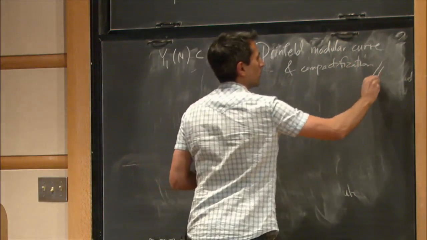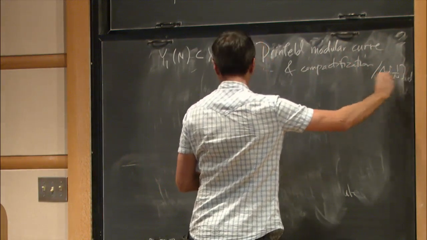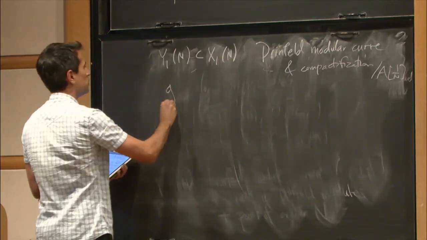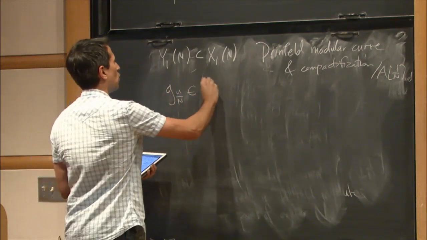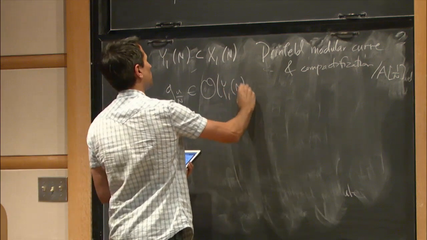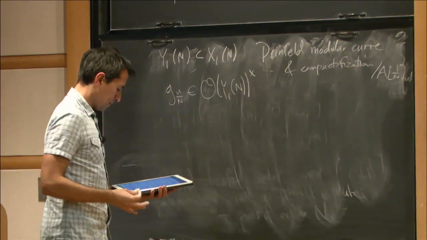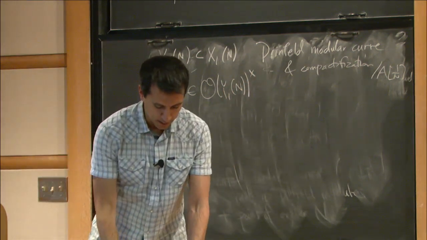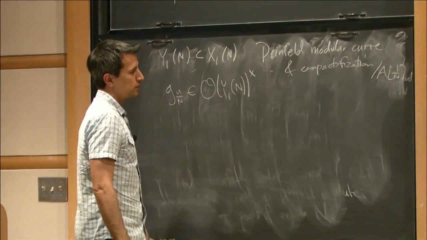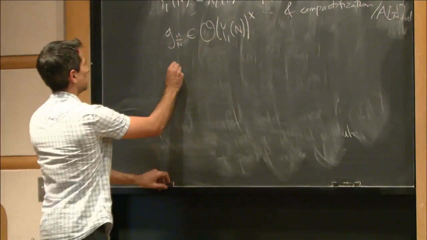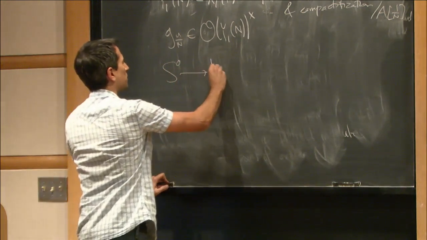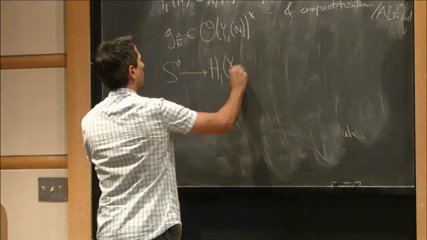Over A1 over n. Then I have GU over n inside O y1n cross. And in fact, again, how do we prove that? We can construct a map following Kondo and Yasuda.